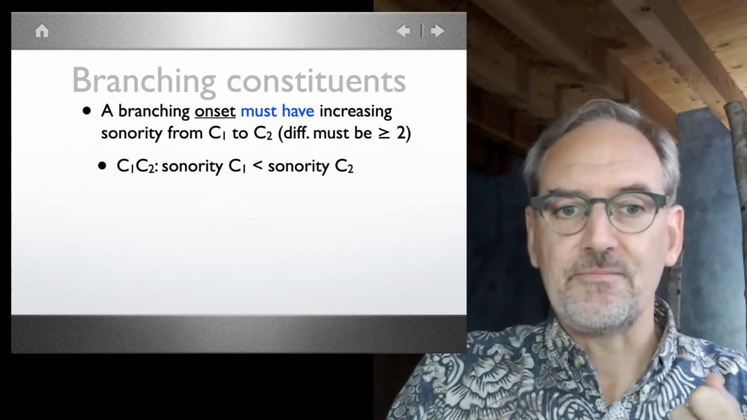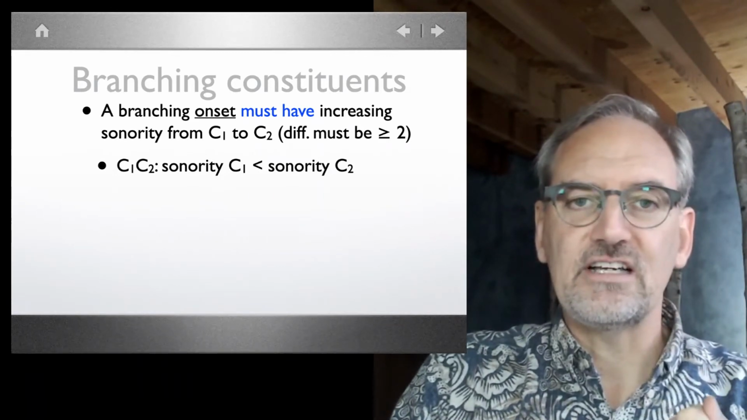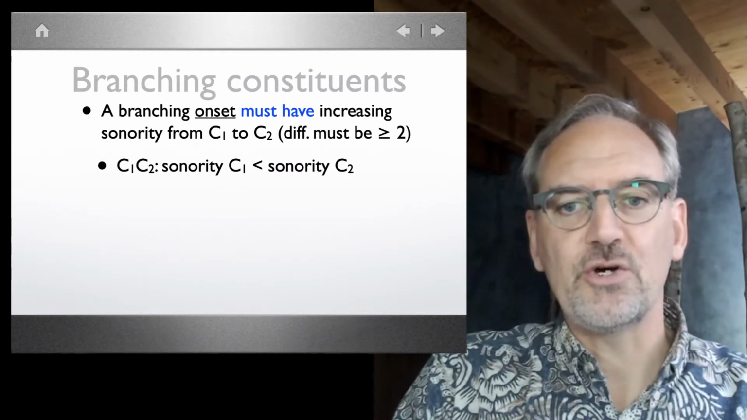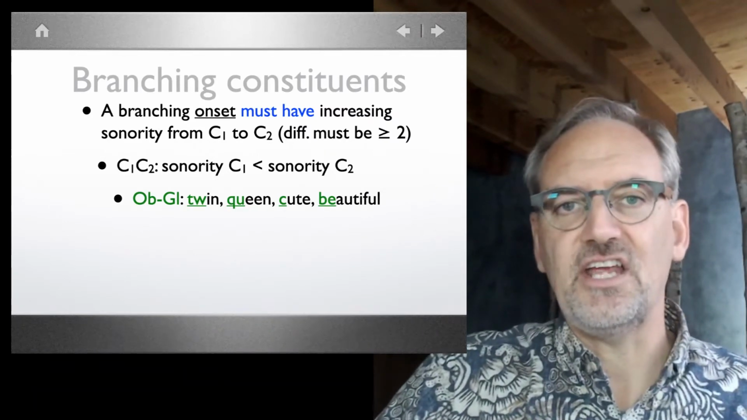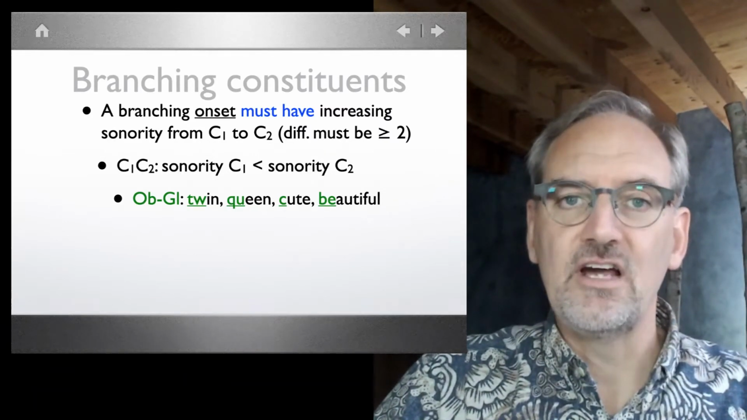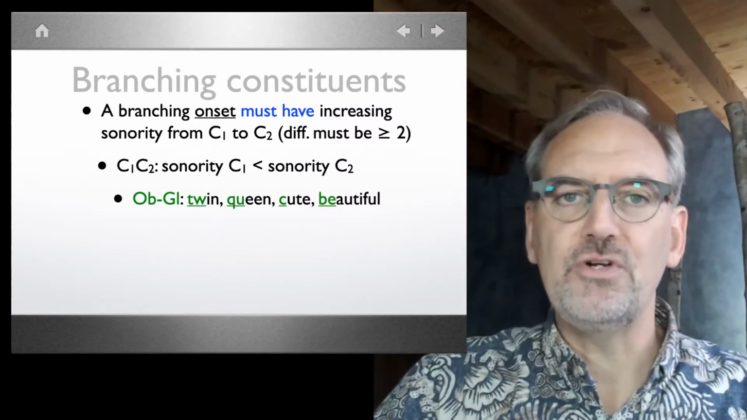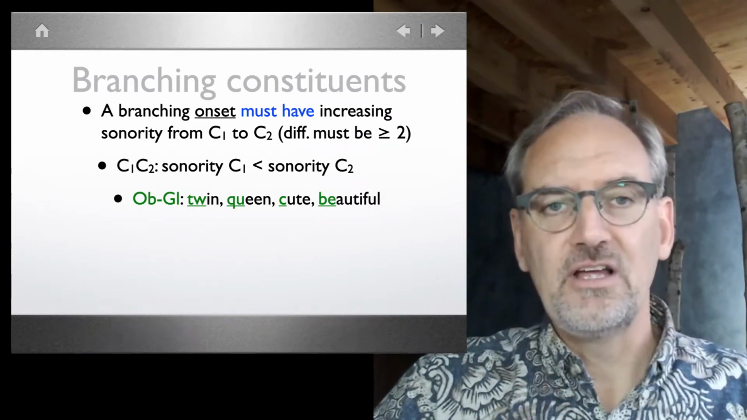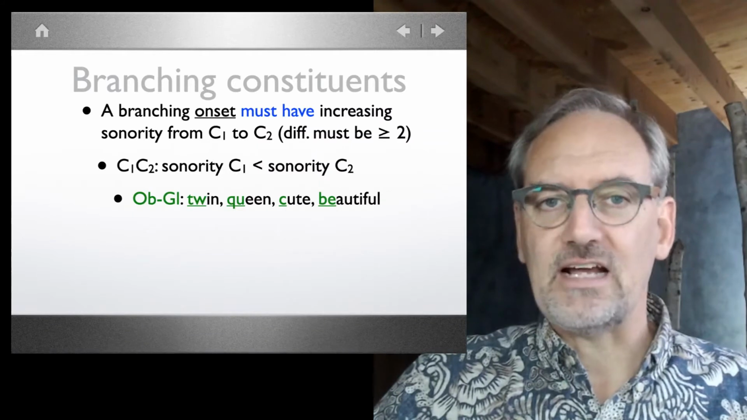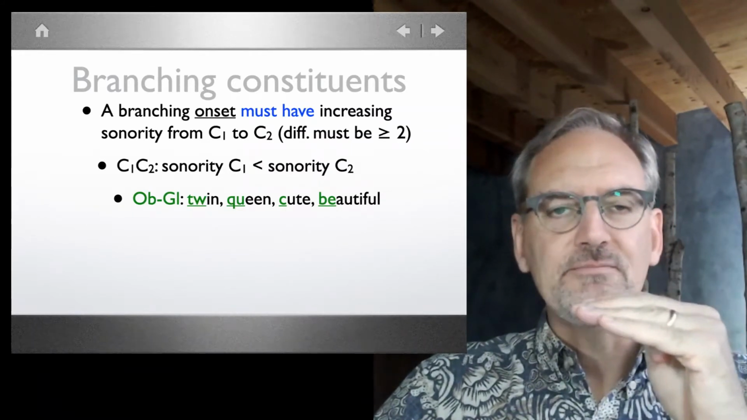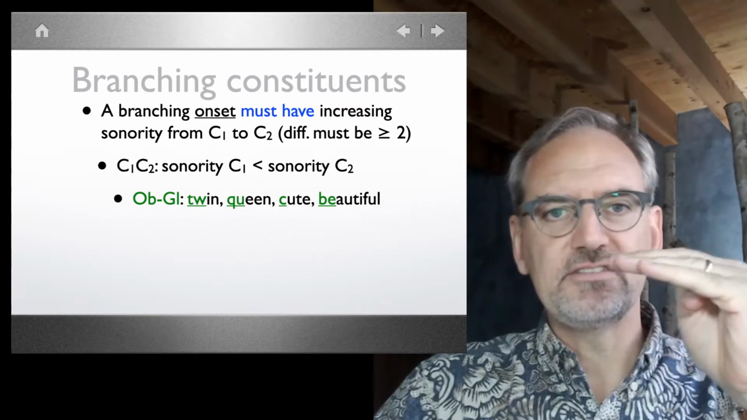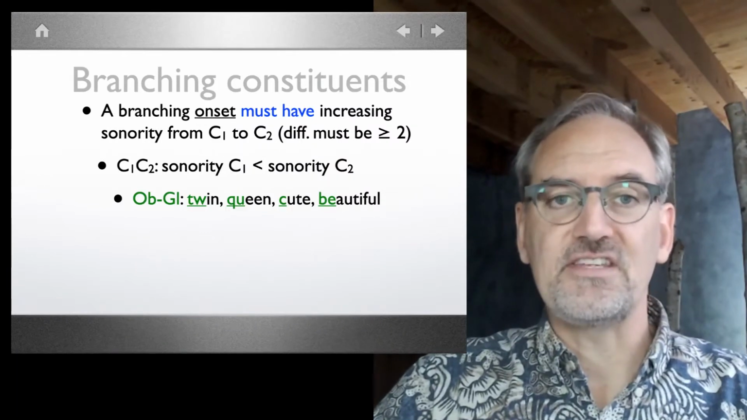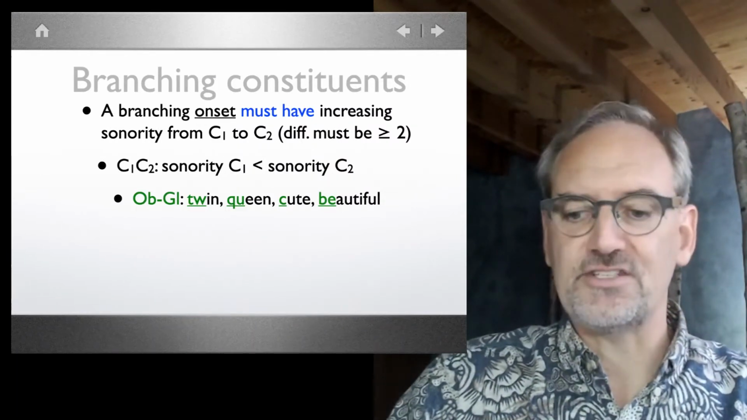And so for any sequence of consonants in an onset, the first one must have lower sonority than the second one. And you can see this in English examples like the words twin, queen, cute, beautiful. These are all words beginning with an onset cluster made up of an obstruent followed by a glide. Well, obstruent is at the bottom, so obstruent to nasal is 1, to liquid is 2, to glide is 3, so that meets this requirement that the difference be at least 2 points on the sonority scale.